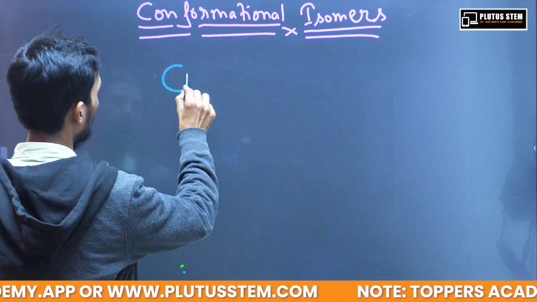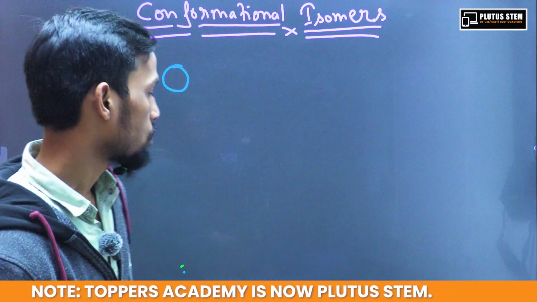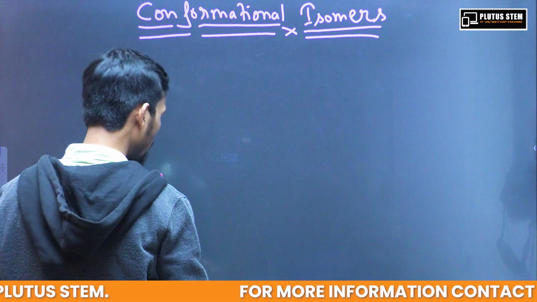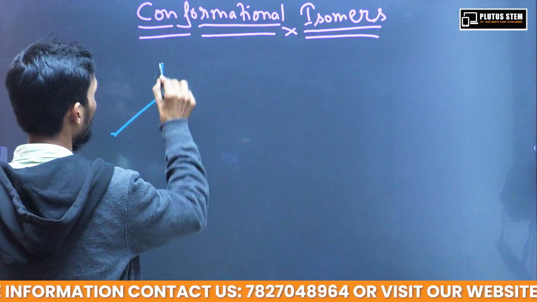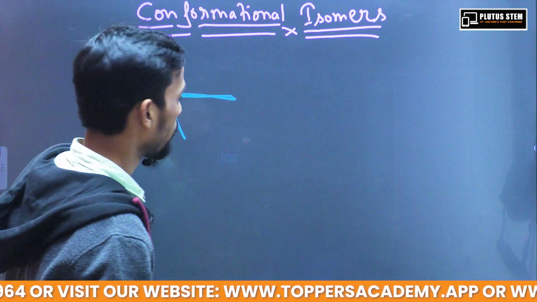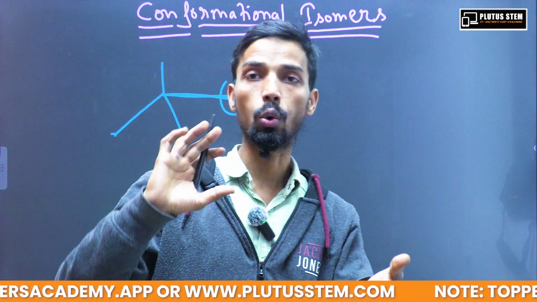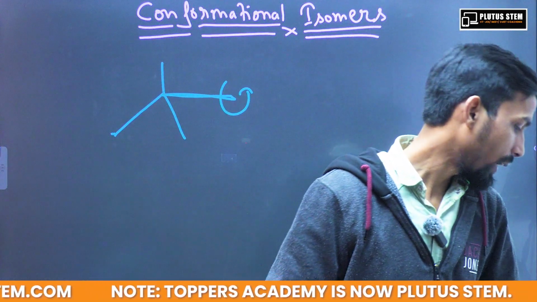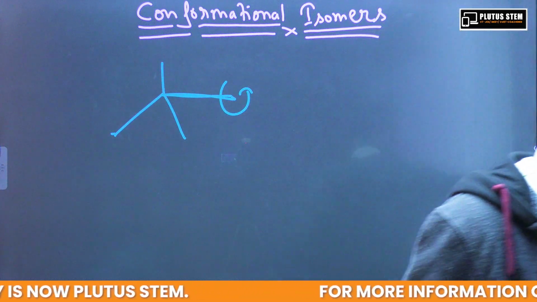So how do these conformational isomers arise? Actually, these are not truly isomers, because this type of isomer arises due to a rotation around a single bond. They arise due to the rotation of a carbon chain around a single bond. So when we have a single bonded compound, we see whether some rotation is possible or not.